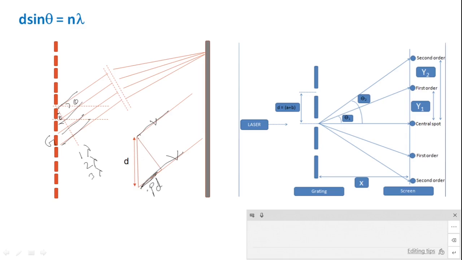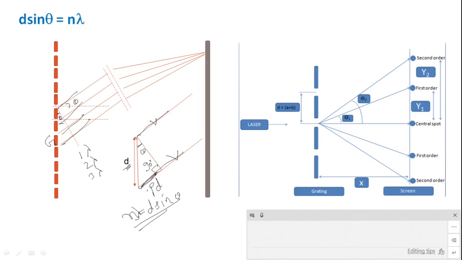So we know that from this point to this point we have denoted it by d, and then this angle is 90 degrees, and this is the angle of diffraction theta here. So we can write that the path difference is equal to d sine theta. If we need bright spots and constructive interference, then it would be equal to n lambda. Therefore we get n lambda is equal to d sine theta.